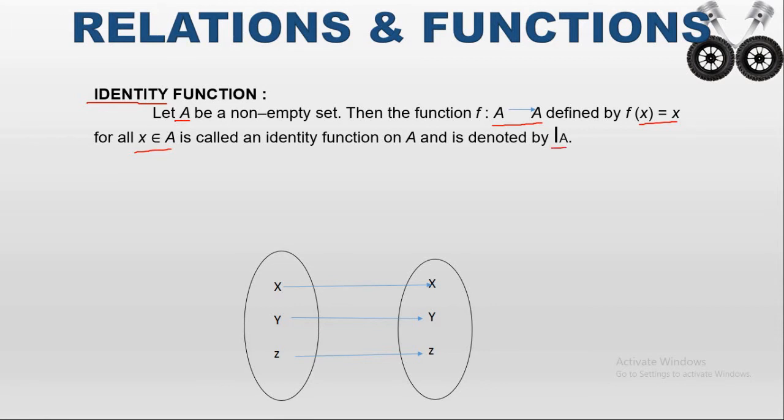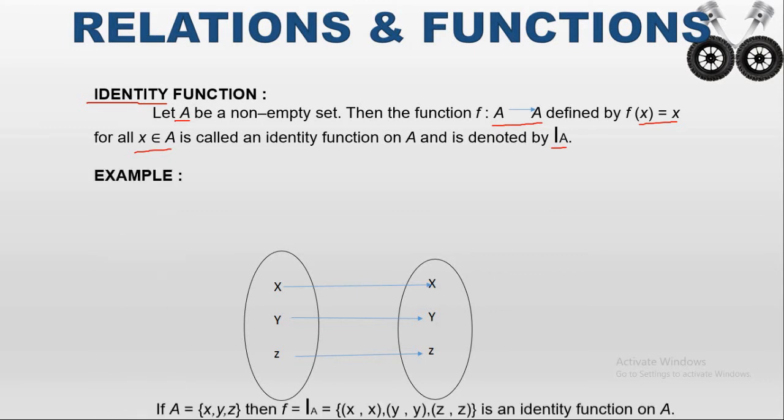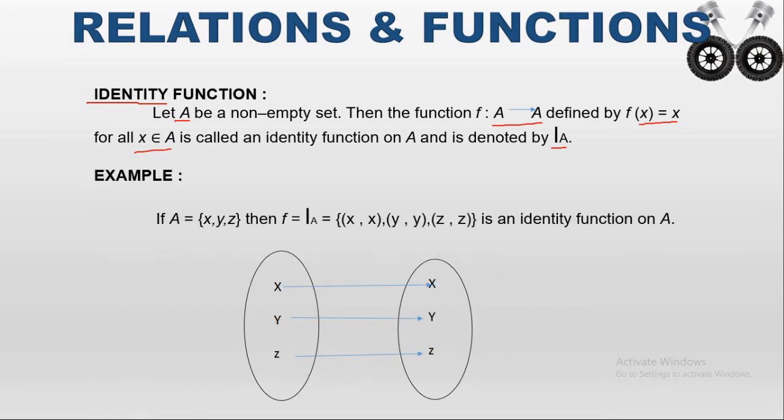and it is denoted by I suffix A. For example, consider the set A equal to x, y, z, so A contains three elements. What is the identity function? If there is a set A, it should be mapped to the same set A. So if there are three elements, the other set also has the same three elements, x, y, z. Then how can you write f of x? f of x equals x, that is x is mapped to x. Then f of y equals y, and f of z equals z.